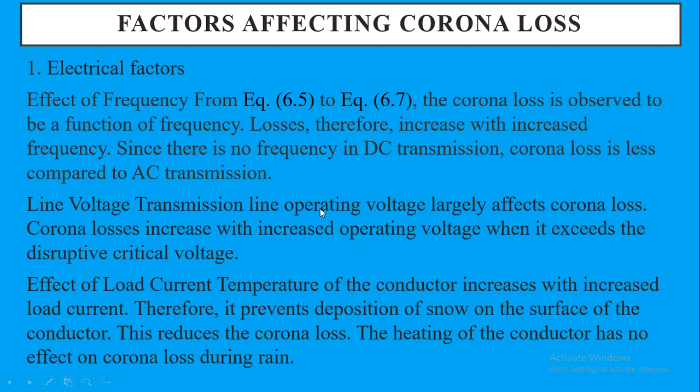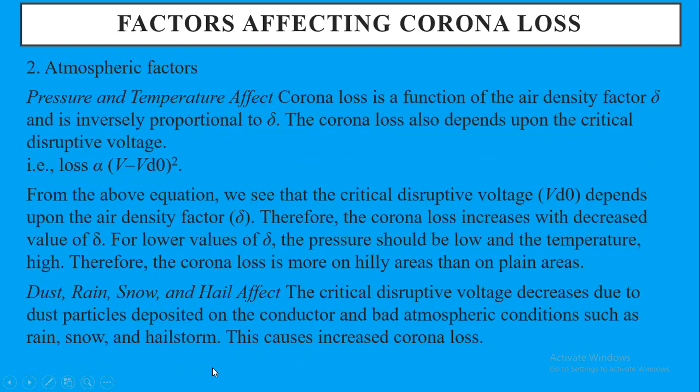Line voltage, the transmission line operating voltage, largely affects corona loss. Corona loss increases with increased operating voltage when it exceeds the disruptive critical voltage. The load current affects the temperature of the conductor, which increases with the load current. Therefore, it prevents deposition of snow on the surface of the conductor. This reduces the corona loss. However, the heating of the conductor has no effect on corona loss during rain.